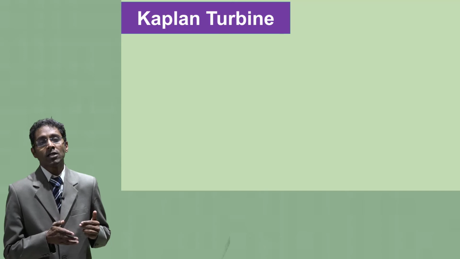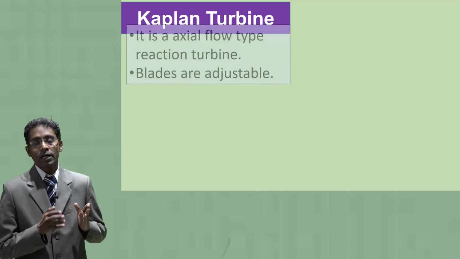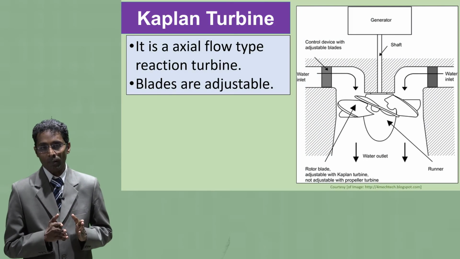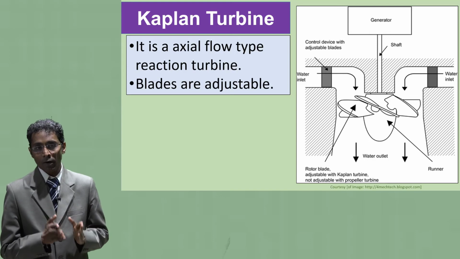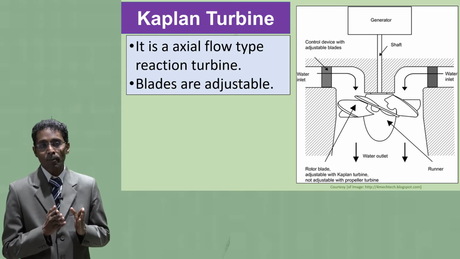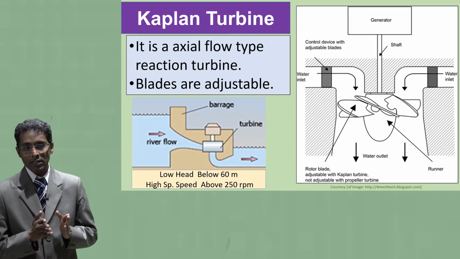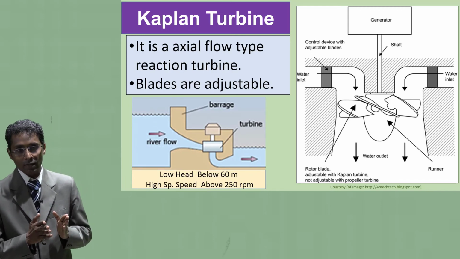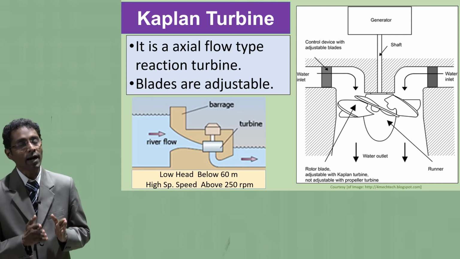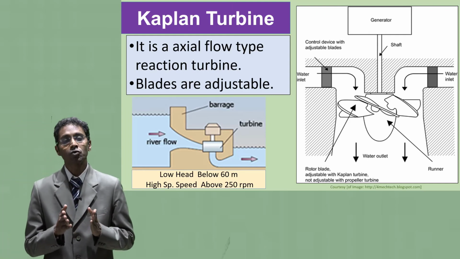The third type of turbine is the Kaplan turbine. It is an axial flow type reaction turbine in which the hub has a number of adjustable blades. The Kaplan turbine is suitable for low head, that is below 60 meter, and high specific speed, that is about 250 rpm.